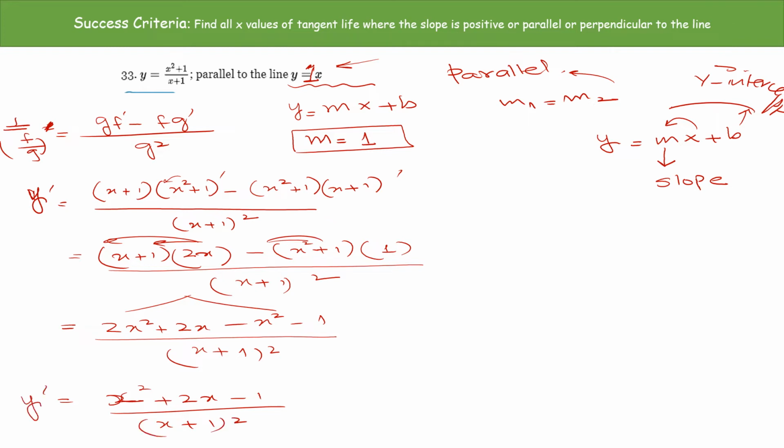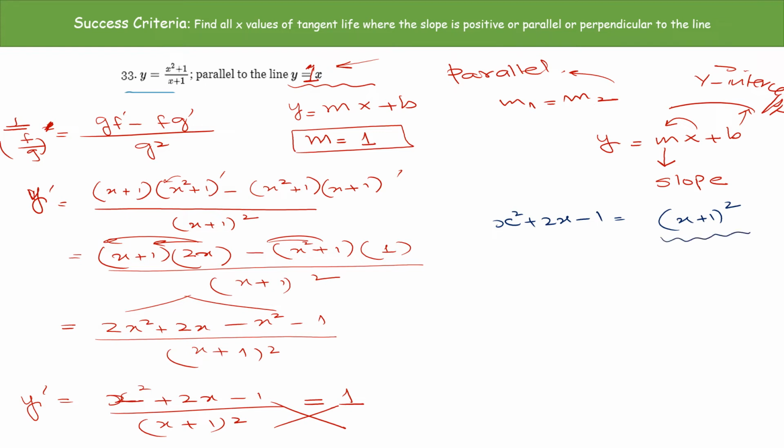Our derivative, we have to find all x values that satisfy this equation of line where the slope is equal to 1. So we have to make it equal to 1. So in place of y prime, that is the slope, we will write it equals 1. Now cross multiply and solve the equation. So what we will get? We will get x square plus 2x minus 1 equals x plus 1 whole square, because 1 times x plus 1 whole square gives us the same x plus 1 whole square.